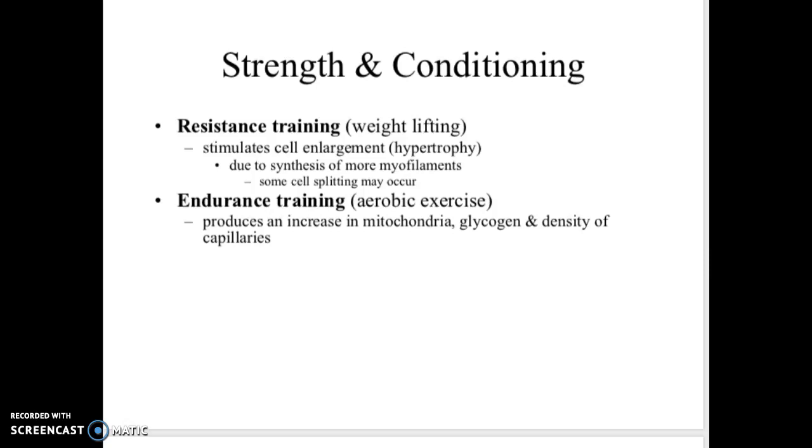Endurance training changes the makeup of the individual muscle cells. We get more mitochondria that are making ATP. We get more glycogen, and your body can actually create more capillaries, which are little blood vessels, to help supply more oxygen to the muscle.